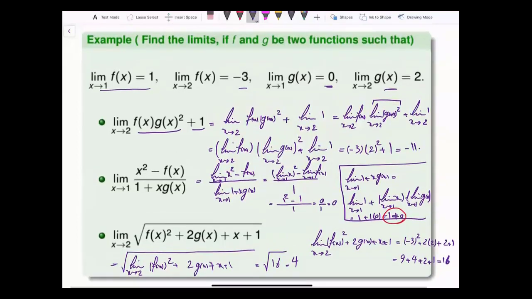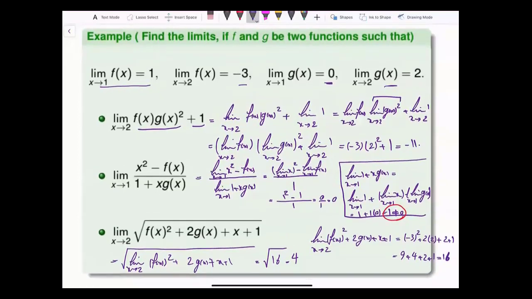So this way, without knowing what f and g are, we can apply all the rules and find the values that we are trying to find. Is there any question, any comments, Sinan, so far? No. Okay.